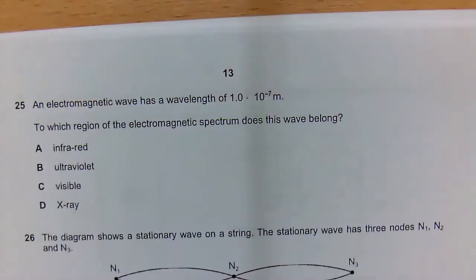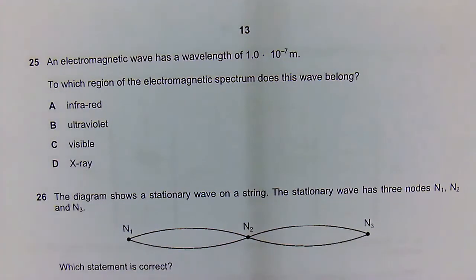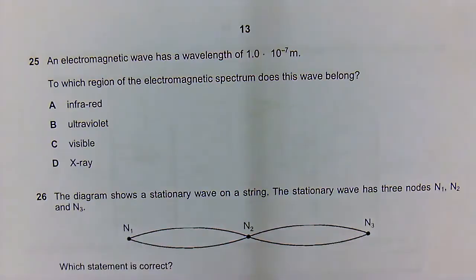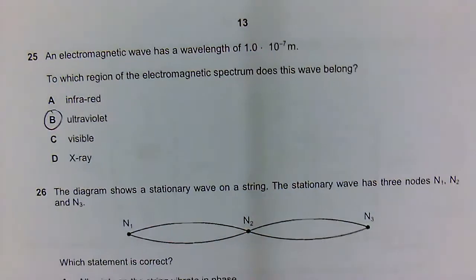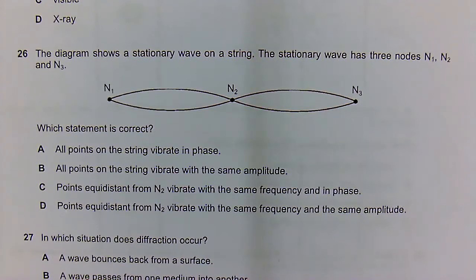Number 25, you've got an electromagnetic wave of wavelength 10 to the power minus 7 meters. So we're looking at something with a wavelength of the order of about 100 nanometers, which in each region, you've got to know your electromagnetic spectrum. That would be round about the ultraviolet light. The diagram shows a stationary wave on a string. You've got 3 nodes. So which statement is correct?